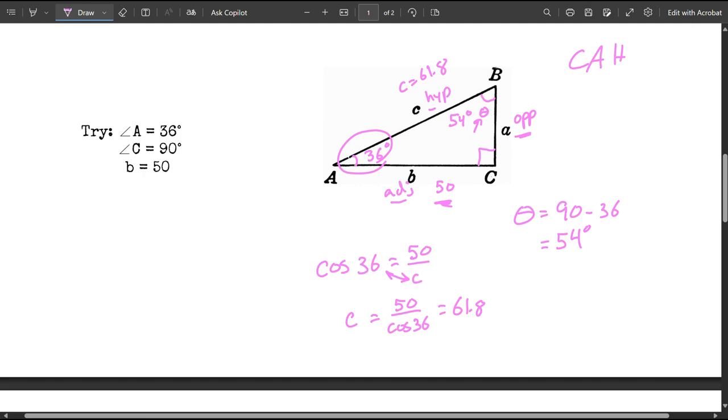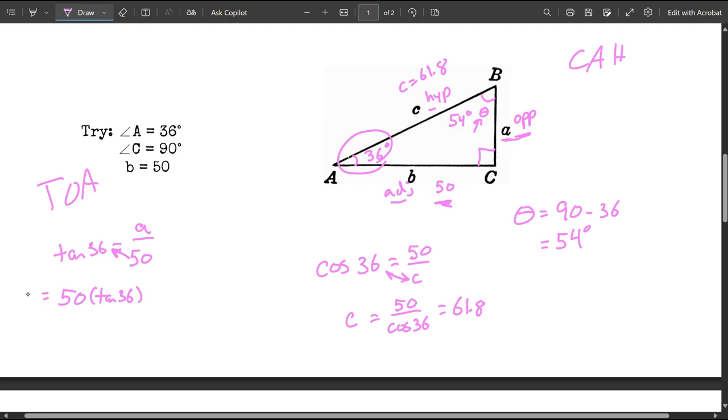All right, we're going to solve for A. So this time, I'll do it off to the left here. The tangent is in reference to the opposite and adjacent. So the tangent of 36 degrees is equal to the opposite, which is A, over the adjacent, which we know is 50. All right, now I'm just going to be able to multiply the 50 across. And so we get 50 times the tangent of 36.